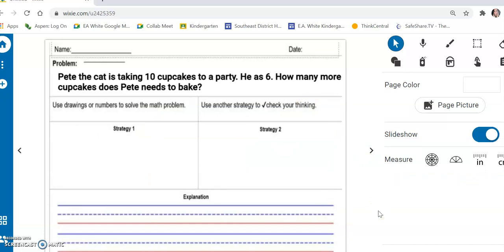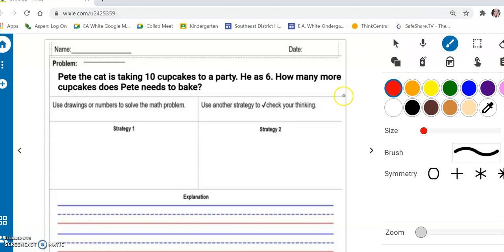When it's time to problem solve, I would post the question on the board. I would read it aloud multiple times, especially for the younger grade levels. I would encourage the students to locate important pieces of information from the story problem. Pete the cat is taking 10 cupcakes to a party. He has 6. How many more cupcakes does Pete need to bake?